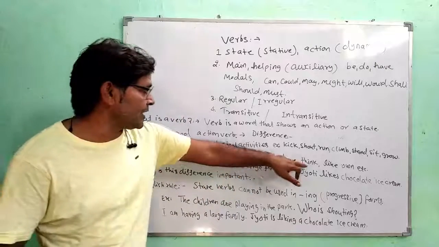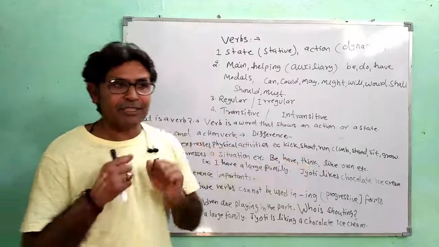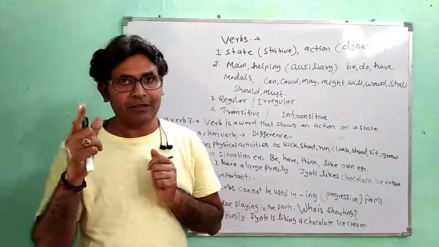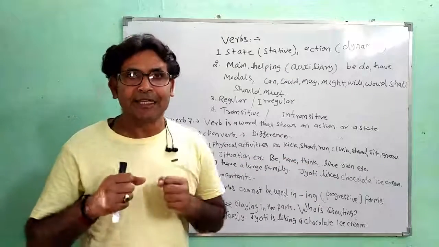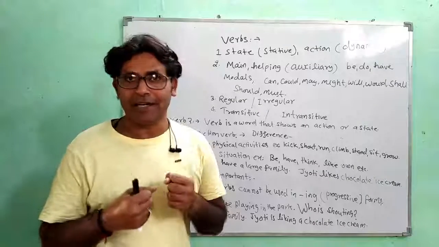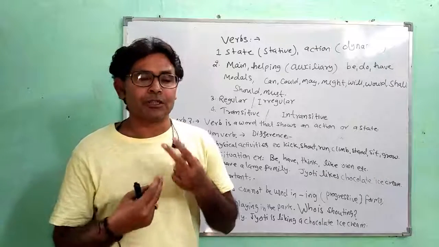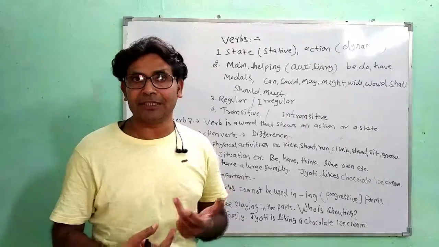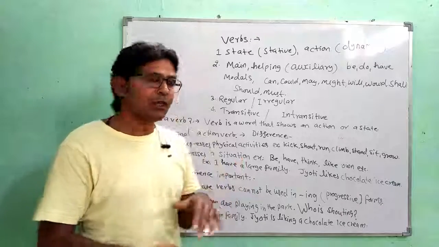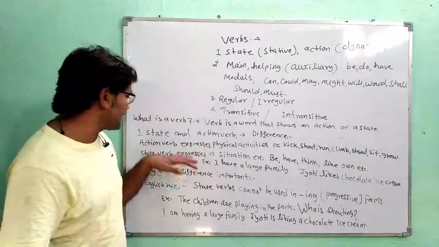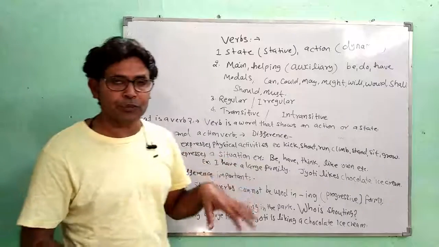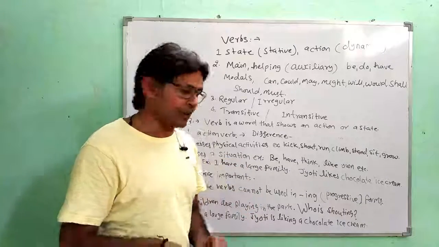Can you see any physical activity in think? Like you are sitting in one place and just thinking, but you are not moving here and there, and there is no physical movement in it. So the verbs which do not have any physical activities are called state verbs. And a state verb expresses or shows a situation.